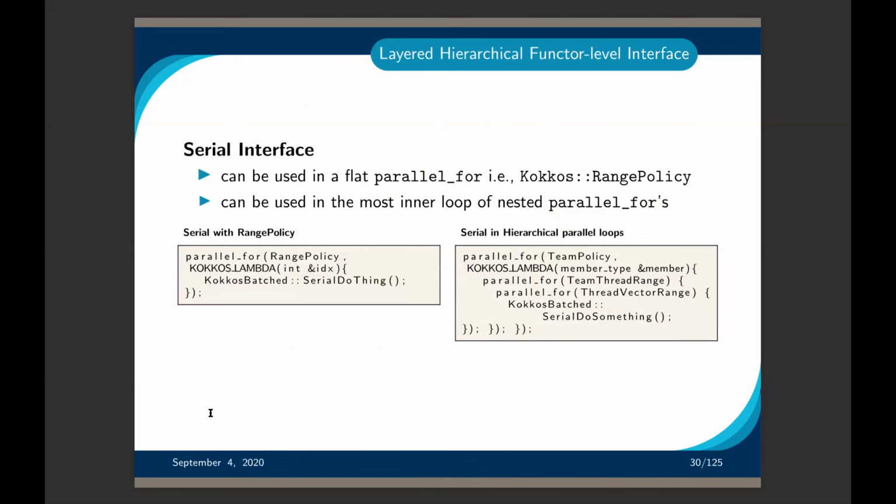So we suggest providing three different interfaces. One is the serial interface. This serial interface can be used with the range policy, where a single thread is working on this particular function. And this serial interface can also be used inside of the team parallelism if it is placed in the innermost loop of the nested parallel_for. So in this particular case, we have the parallel_for over the team thread range, parallel_for over the thread vector range. So we make sure a single thread is going to work on this serial do-something.